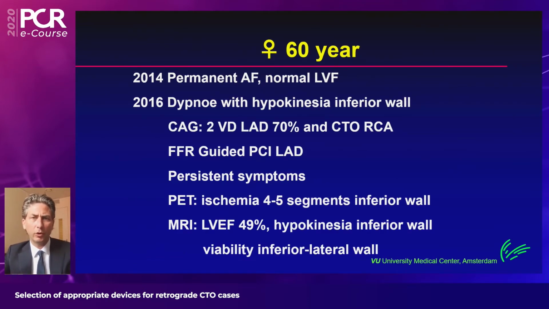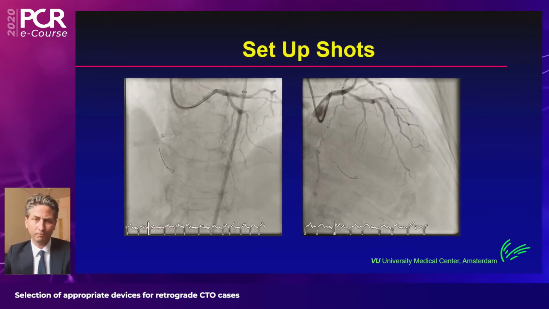So this is a 60-year-old female with AF and a normal left ventricular function who presented with dyspnea a couple of years ago, who displayed two vessel disease of the LAD and the CTO of the right. The LAD was fixed with an FFR-guided PCI procedure, but she had persistent symptoms, and then non-invasive imaging with PET and CMR revealed a preserved left ventricular ejection fraction with wall motion abnormalities in the CTO area, but a large area of ischemia and viability. So we decided to put her up for PCI of the CTO artery.